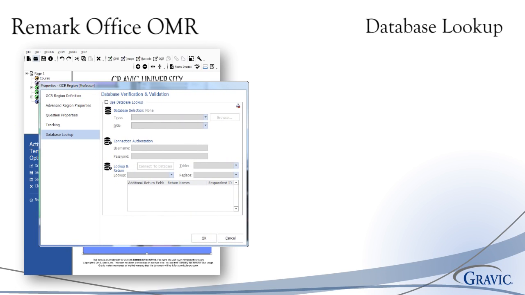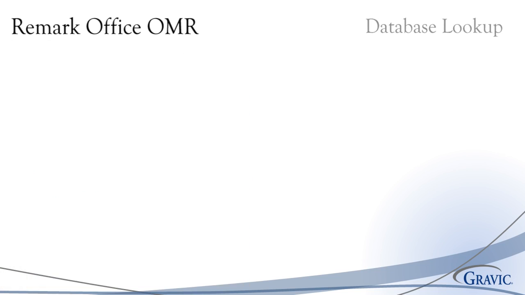A great way to verify data or look up and replace recognized data is to use the database lookup feature. With database lookup, you can link a region within your form template to an external database file. As forms are processed, Remark Office OMR verifies the recognized piece of information and inserts any additional fields from the database that you wish to include within your Remark Office OMR dataset.